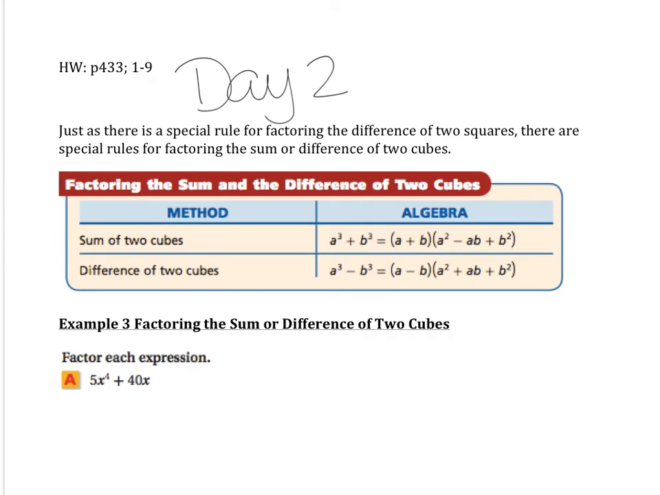So the sum, we're going to do the cube root of A, same sign, cube root of B. Then look at that, and you do A squared minus AB plus B squared. And then with the minus sign, your first binomial is going to be the same sign, a minus, but then your second factor will be all plus signs.